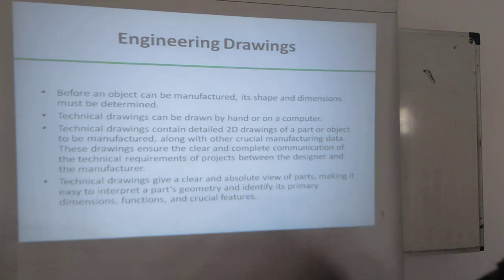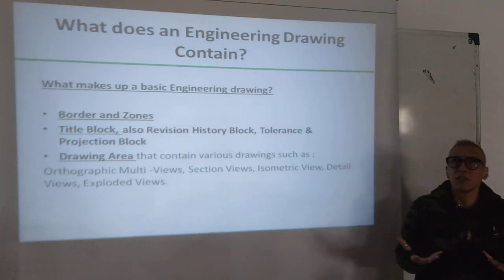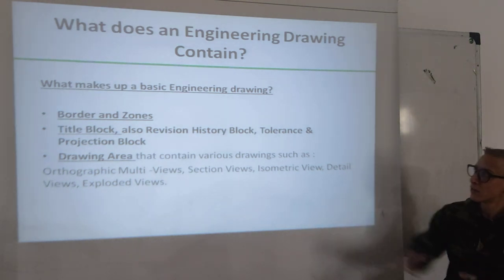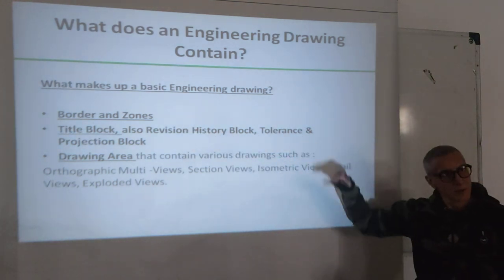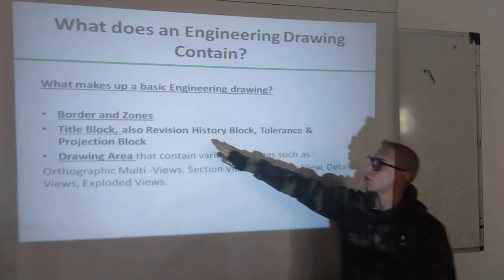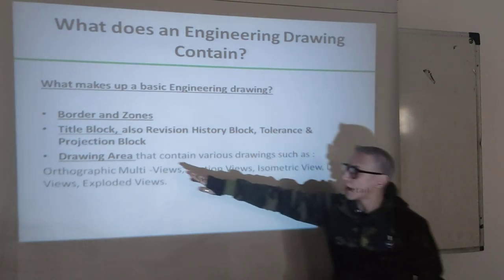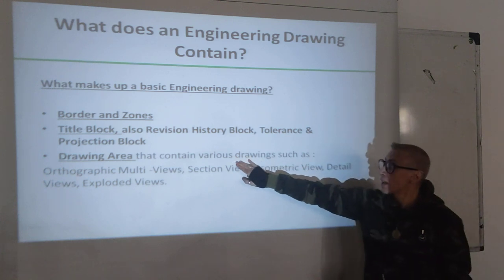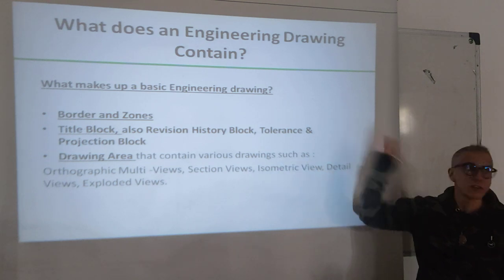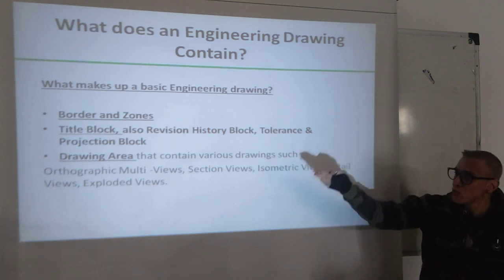So, let's move on. What basically makes up, what is included in an engineering drawing in general? We have border and zones. In a minute, we will see examples of all of these. We have title block. We also have a revision history block on some drawings, tolerance and projection block, and a drawing area that could contain various drawings, such as orthographic multi-views, section views, isometric view, detailed views, exploded views.